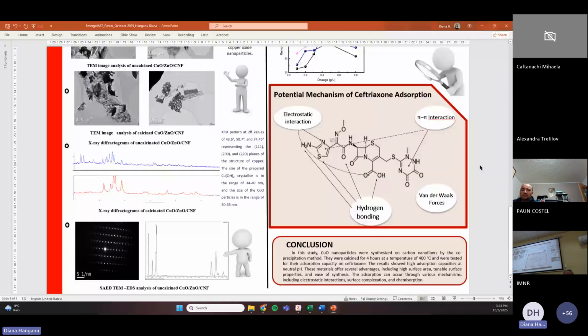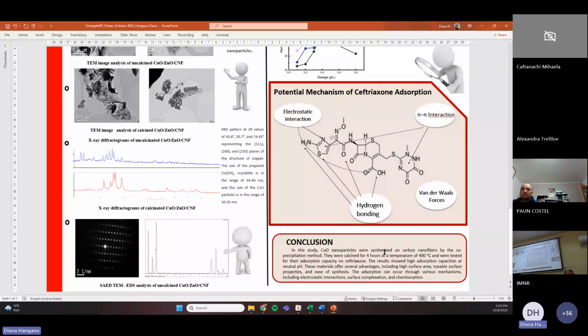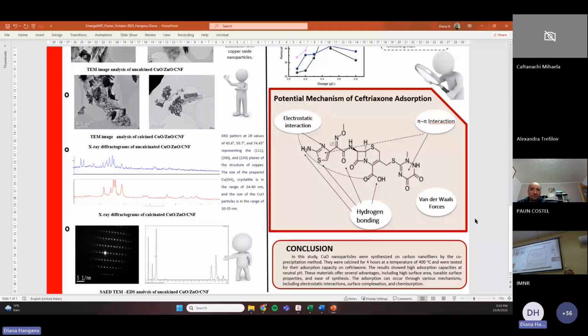Of course, the results show this high absorption, and the most important is that they were all made at neutral pH, the natural pH of the solution, with no need for pH regulation, showing several advantages, including its high surface area and its high absorption rate of the pollutant.